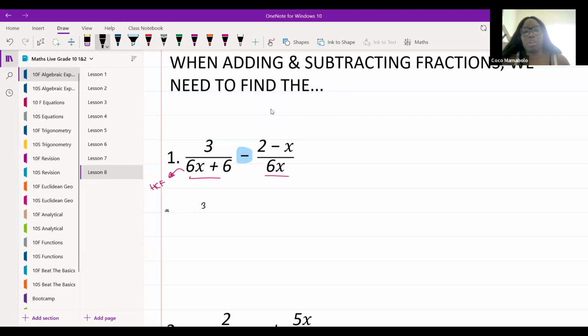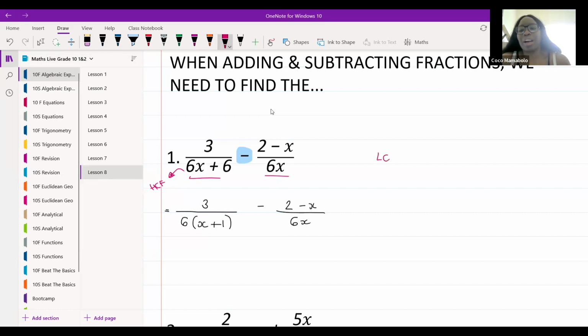So I'm going to go 3 over something minus 2 minus x over 6x. Right. And I'm going to continue very quickly, and I'm going to move right along because I know we all know how to factorize HCF. So I'm just going to, let me write a bigger 3 that looks like a baby 3. All right, so I'm going to take 6 out as a common factor. And if I take that out, I'm going to get x plus 1 as my leftover, what I have in my bracket, right?